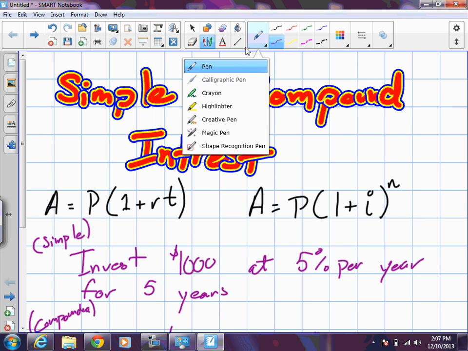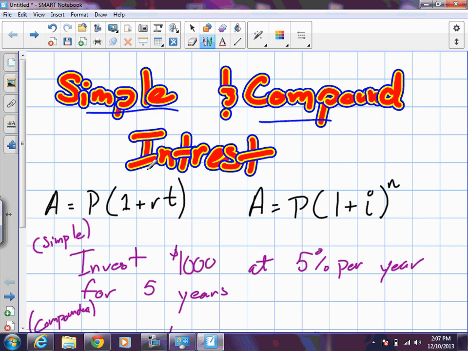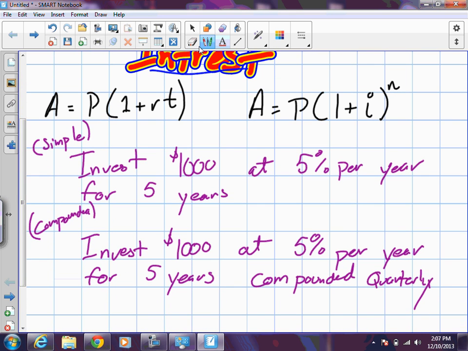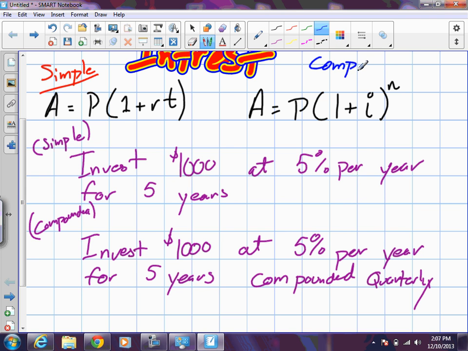Okay, we're going to go through simple and compound interest. We're going to try to compare the two. So the major formula we need to remember for both: the one on the left is our simple interest formula, and the one on the right is our compound interest formula.